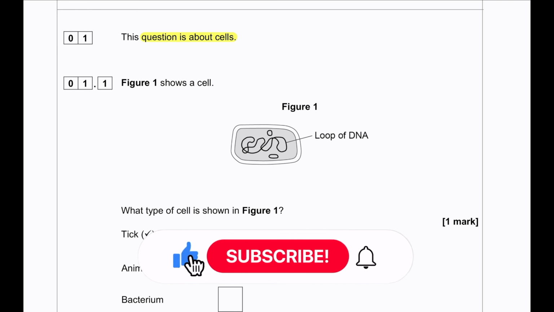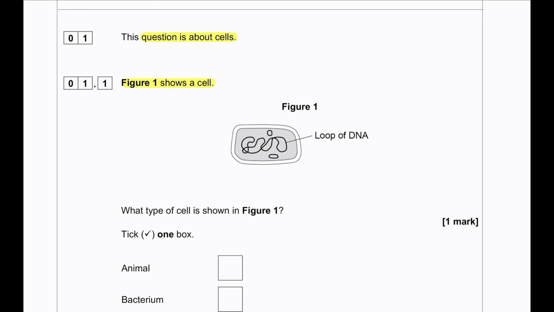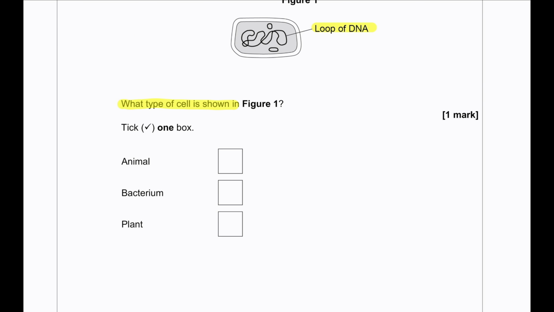This question is about cells. Figure 1 shows a cell. We can see a loop of DNA. That means this is a bacterial cell. What type of cell is shown in figure 1? So definitely we're looking at a bacterium cell.